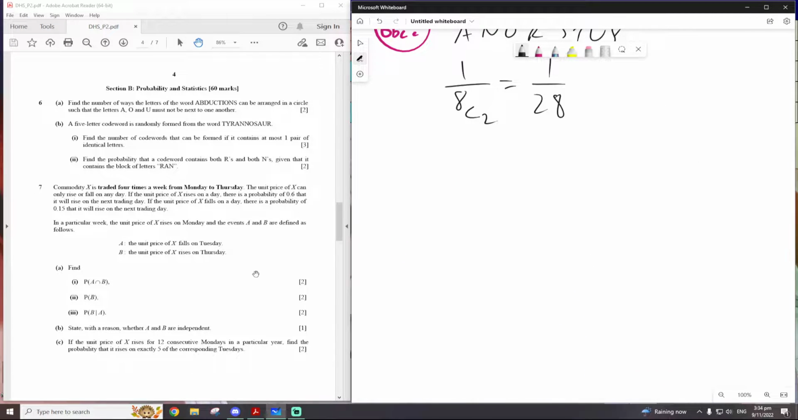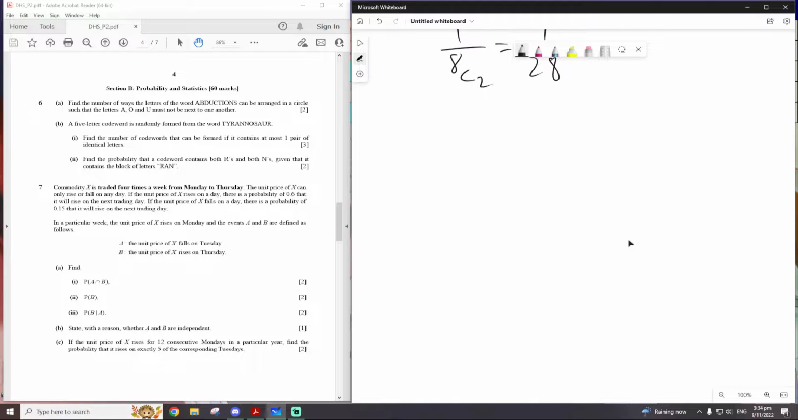Commodity X is traded 4 times a week. In a particular week, X rises on Monday, and A and B are defined. A is the event that the unit price falls on Tuesday, and B is the event that the unit price rises on Thursday. Find P(A intersect B).